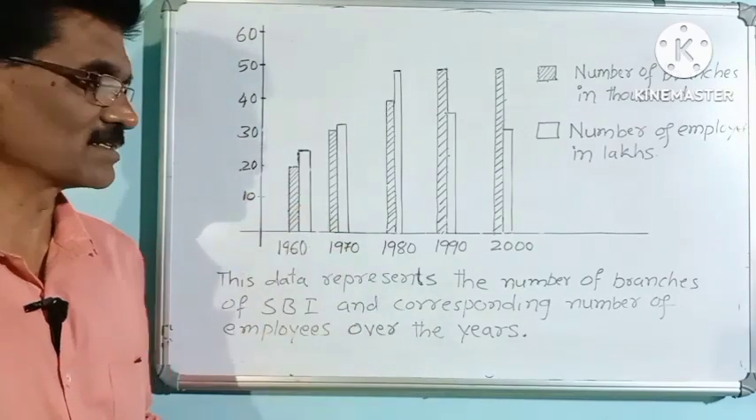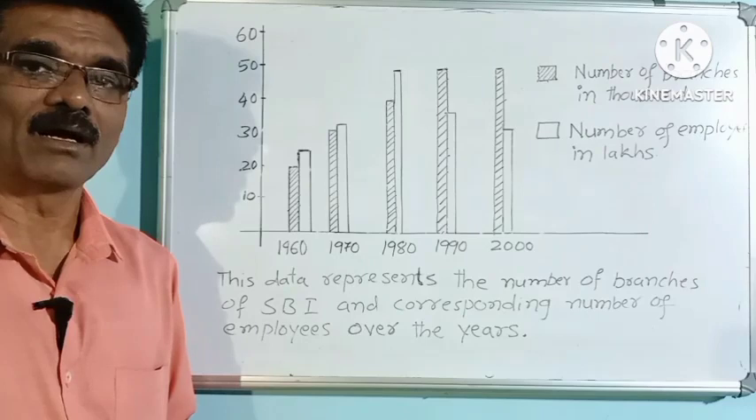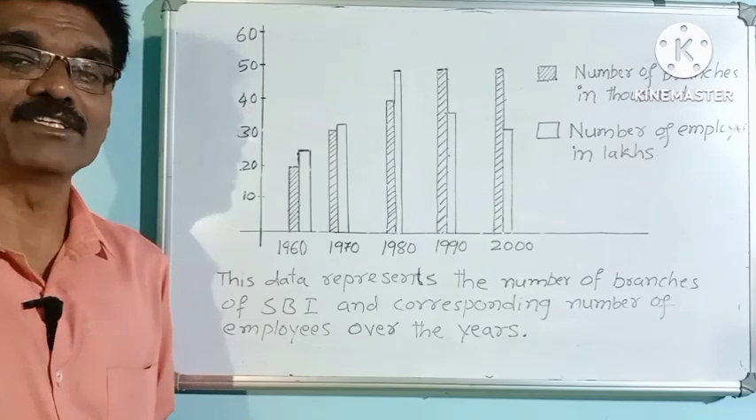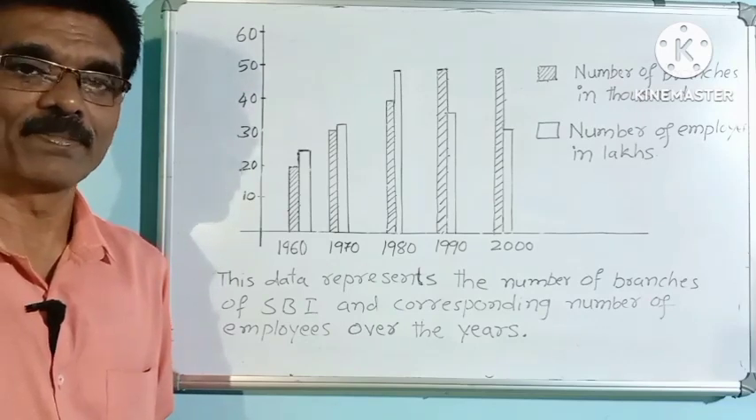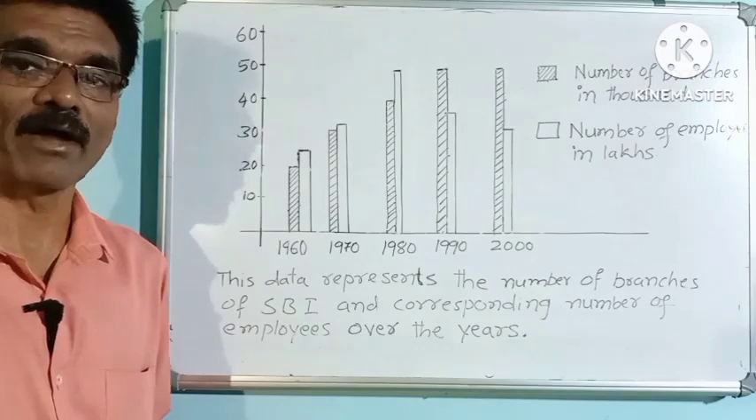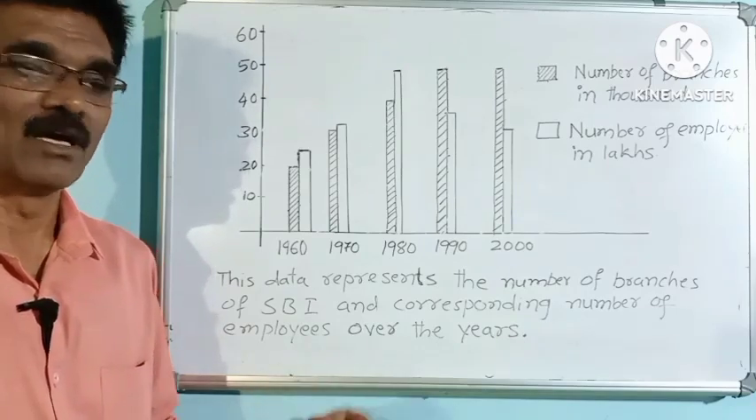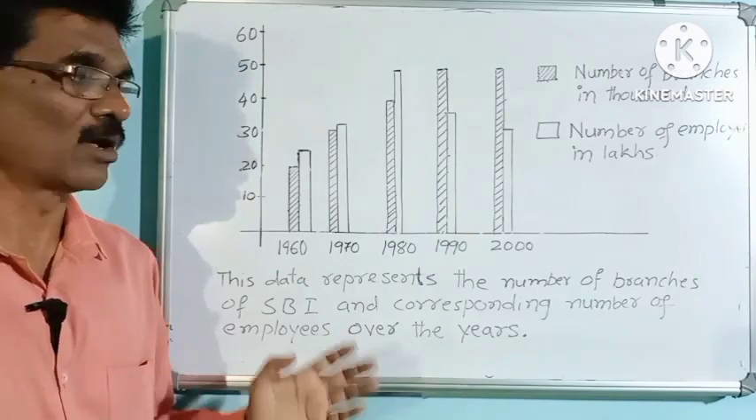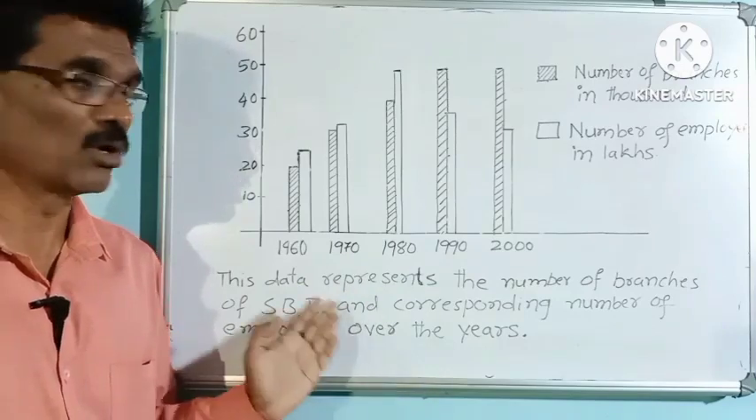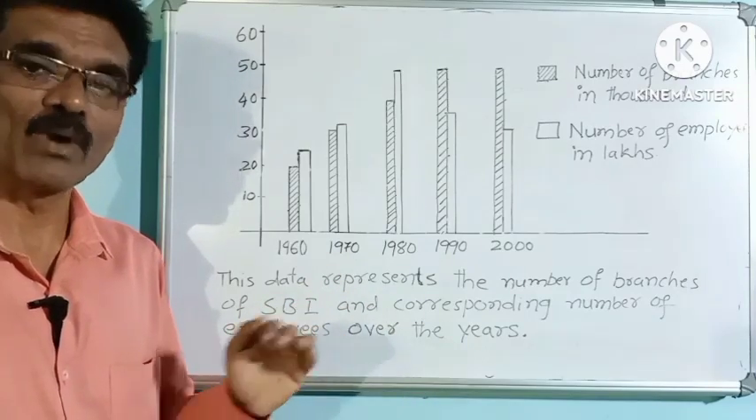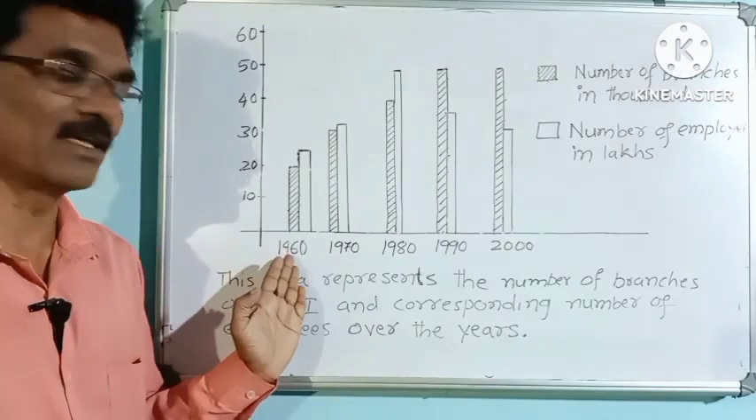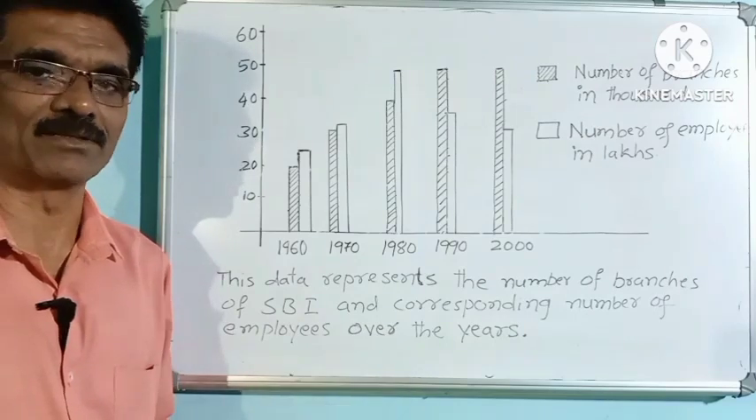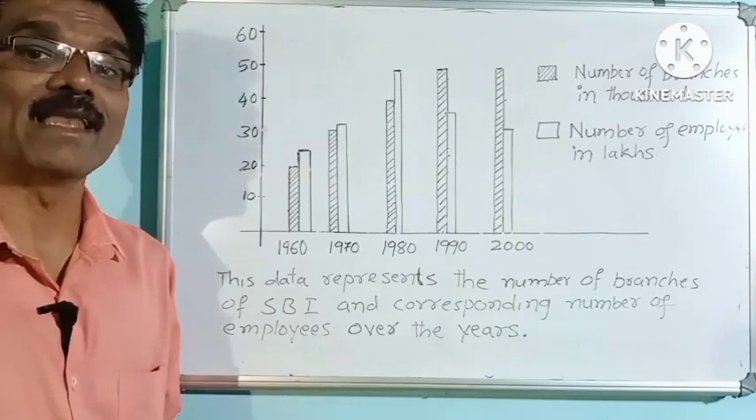As far as the introduction is concerned, the State Bank of India, owned by the Government of India, has several branches all over India and several people are employed in this organization. So the present data shows the growth or the decline of the number of branches and number of people working there, that is employees, over the years from 1960 to 2000. This is our introduction. Next is our highlight.